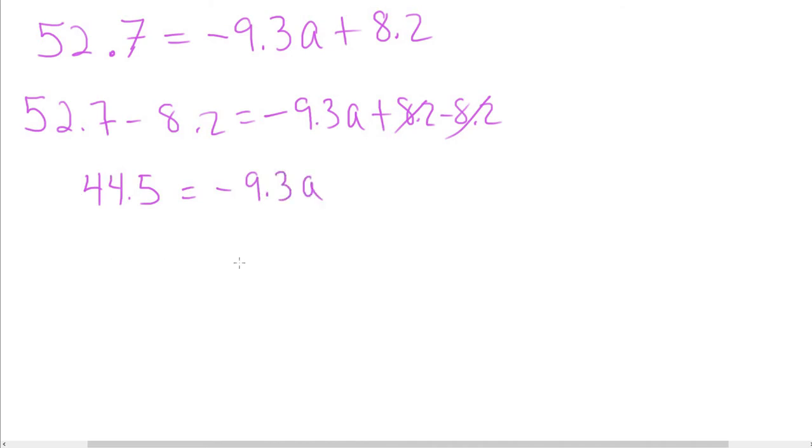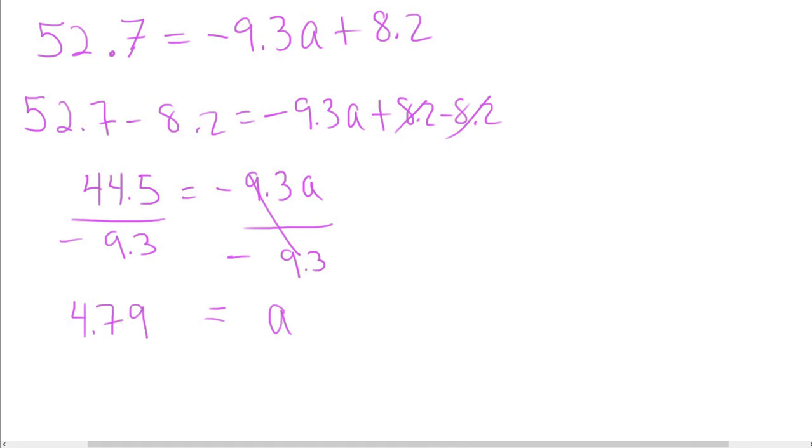And so we don't know what this is. It's some sort of decimal. So let's just divide off the negative 9.3. The negative 9.3, put it in the calculator, and let's see what we come up with. Cancel, cancel. I have a equals, I get 4.79, and that's rounded.